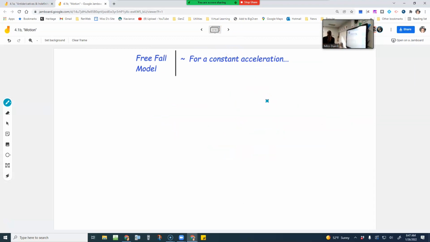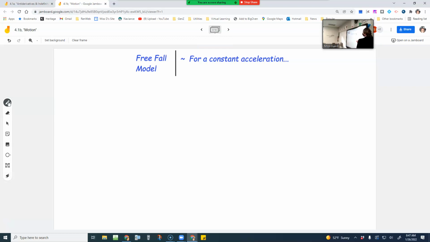Free fall model, free fall motion. What if we're talking about just gravity acting upon an object in motion? Now, we still have to keep it basic because of the level of calculus that we're in. Otherwise, we'd have to go to something called parametric equations. Oh, we kind of learned that last year, barely. Honors kids.